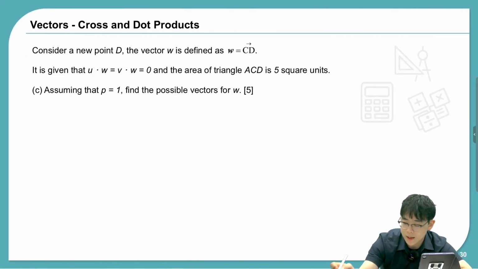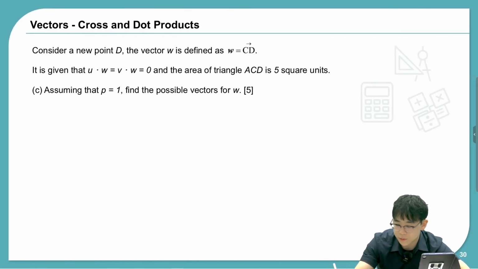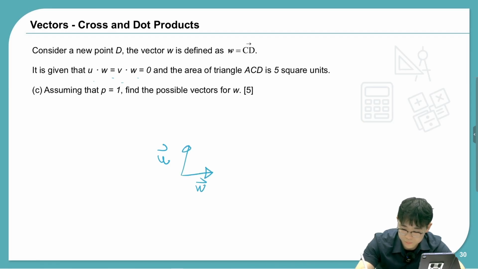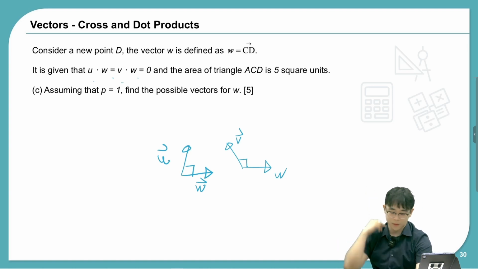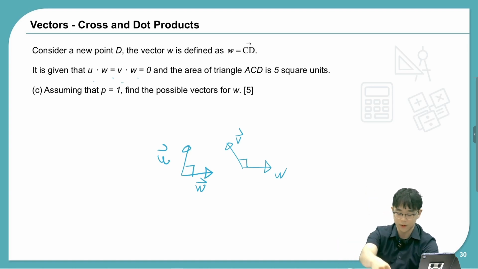Next, we're trying to look at a point D, which is new, and the vector w is defined as CD. So the uw dot product and vw dot product are 0, so these are perpendicular. If u is perpendicular to w, and if v is also perpendicular to w, the only explanation where this would make sense is if w is the cross product of u and v.